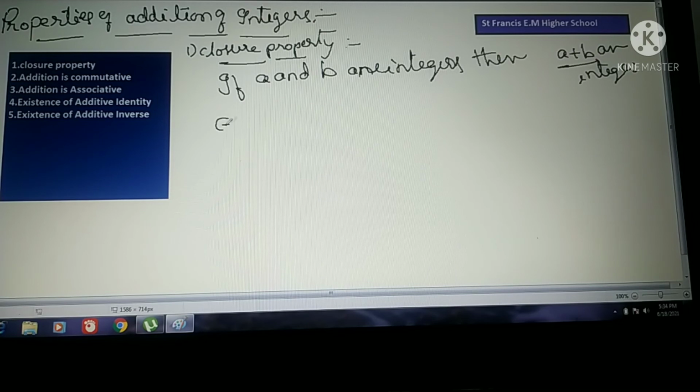For example, see, any integer you can take, minus 5 plus 4. These are a and b, and the sum is minus 1. This is also an integer. That's what saying, any 2 integers if you take and you add them, you will get again integer only. Whether it is positive or negative, both are integers. 0 also an integer. So there is no problem.